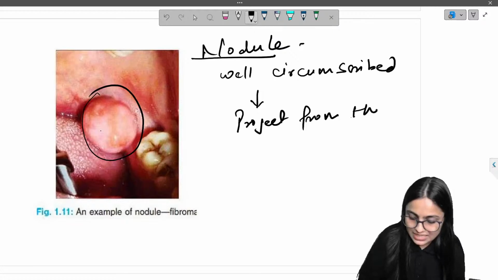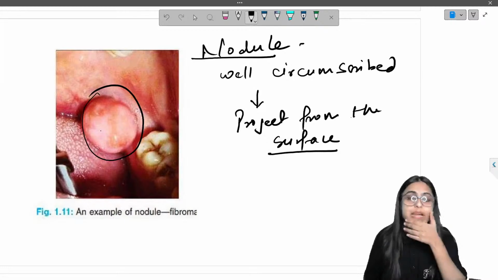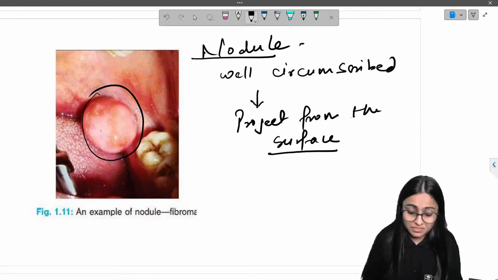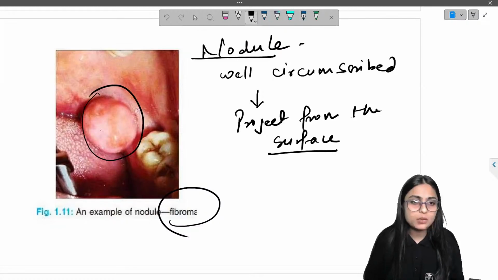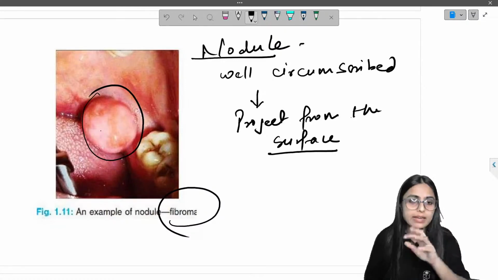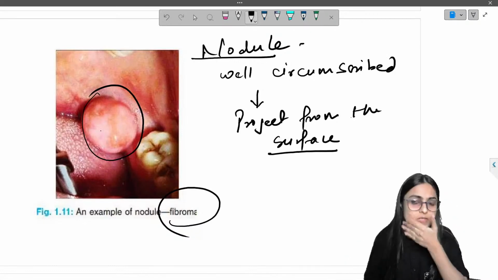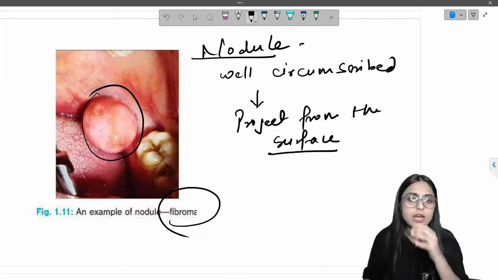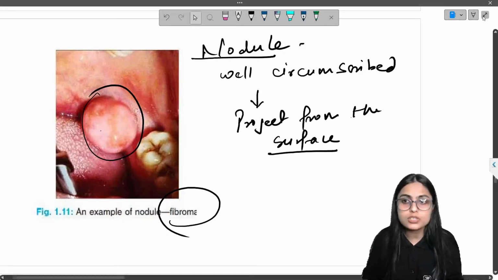Projecting from the surface. So nodule is a primary lesion that we see in fibroma cases. Fibroma, we are going to see what is fibroma and everything in coming classes. All right, so these all are primary lesions. Moving on to the secondary lesions.